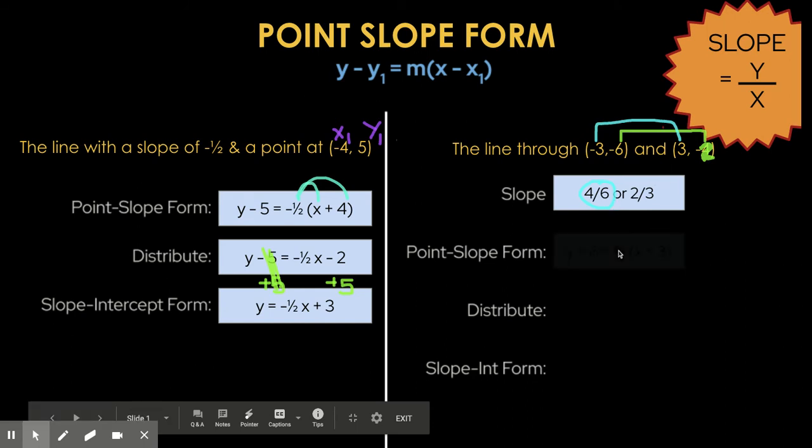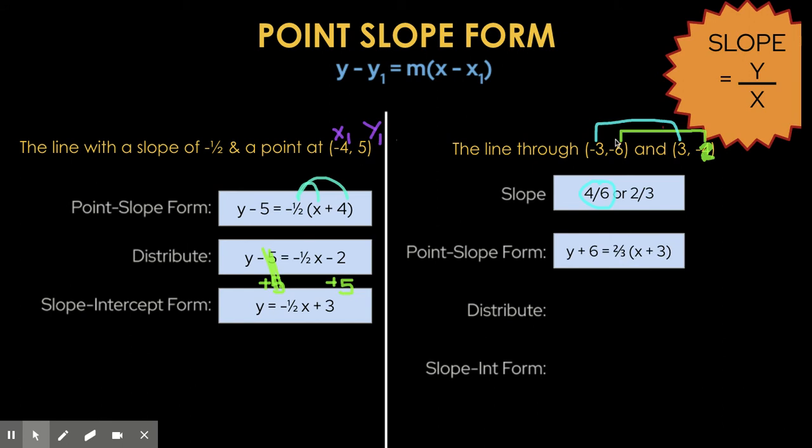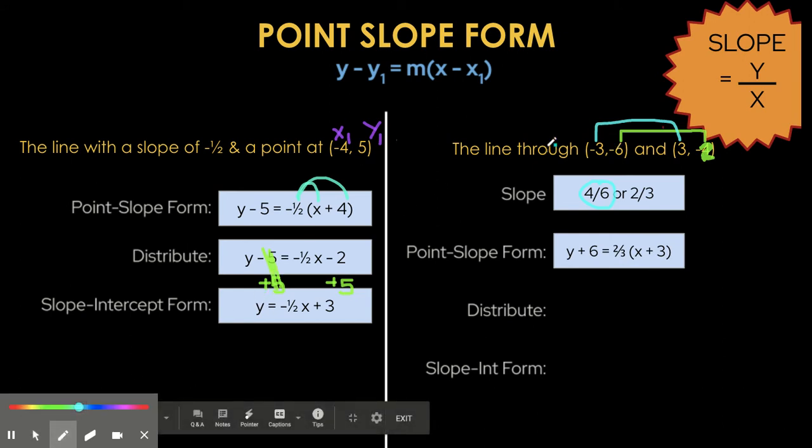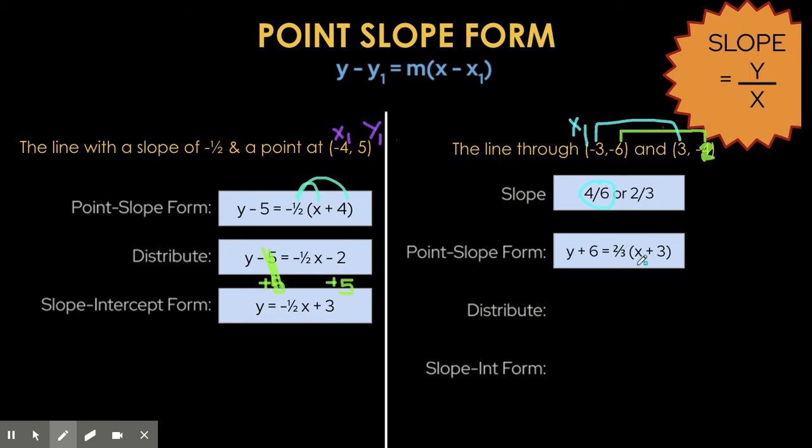And then what I'm going to do is the same thing I did over here. The x value is the negative 3. So over here next to x, I'm minus negative 3. That's why it became plus 3. And the y value is the negative 6. So right here is y minus negative 6. Okay. Those are always the opposite, just like they were over here.